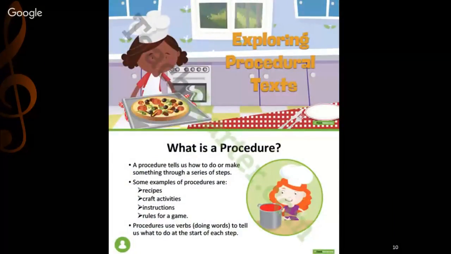What is a procedure? A procedure tells us how to do or make something through a series of steps. Some examples of procedures are recipes, craft activities, instructions, rules for a game. Procedures use verbs, that is doing verbs, action verbs, to tell us what to do at the start of each step. So they start with the action verbs.